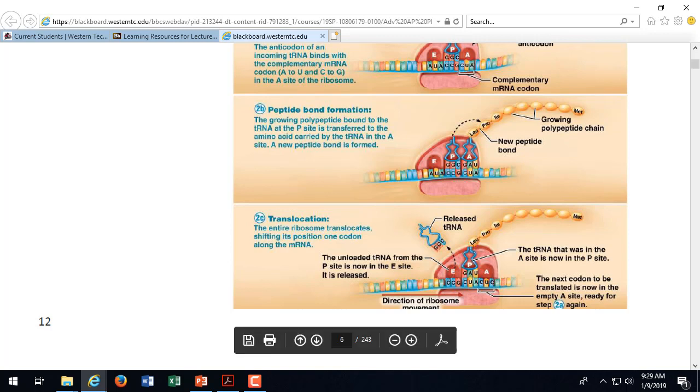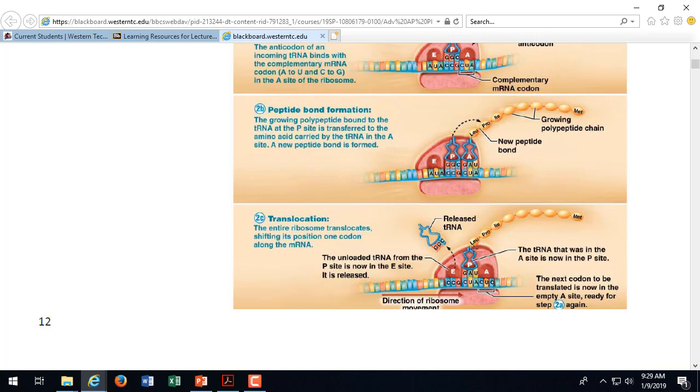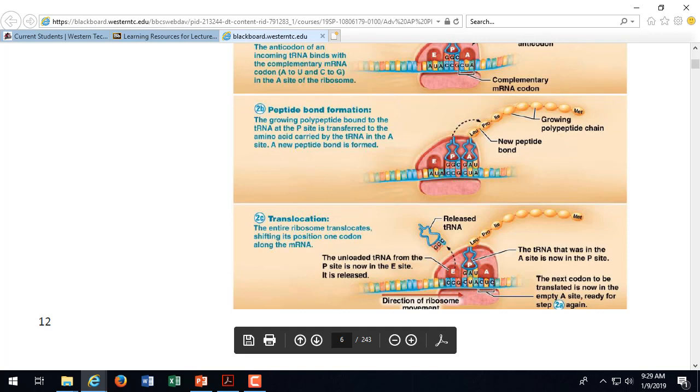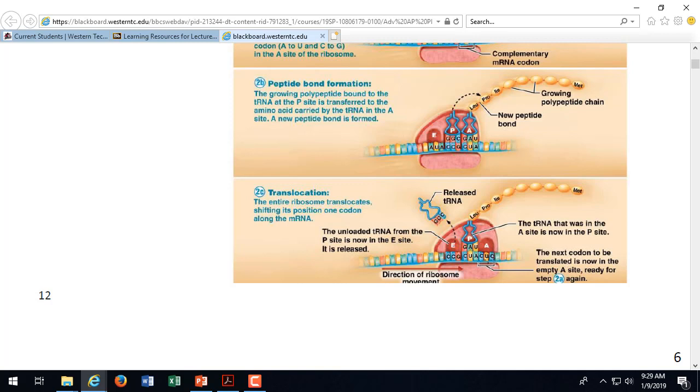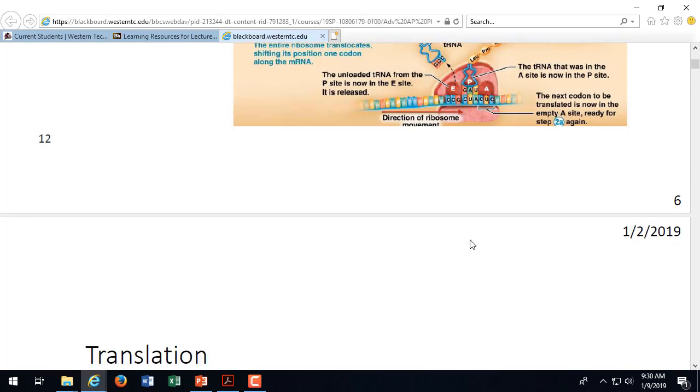So it drops off its amino acid, right? And it slides down and leaves via the E site. So then the next codon to be translated is now in the A site. So that's where we're going to bind to the next transfer RNA. So this is where you're getting ready. That's the site of the messenger RNA that's getting ready to bind, but the actual binding is in the P site.